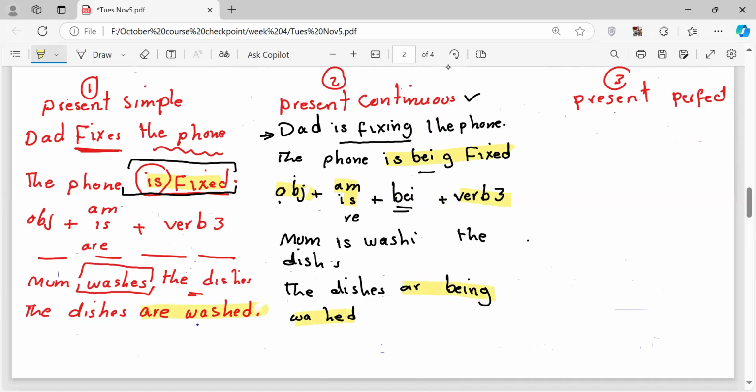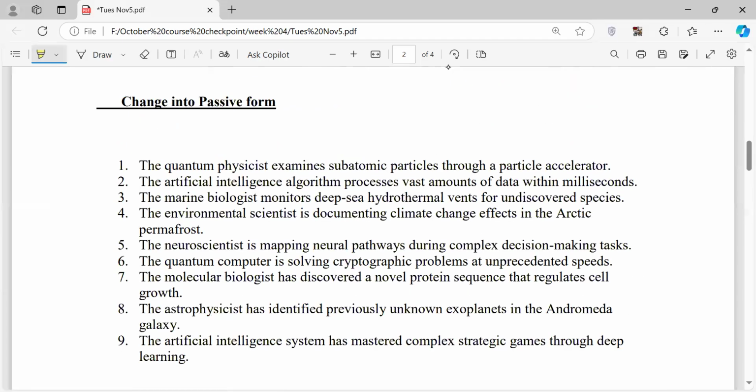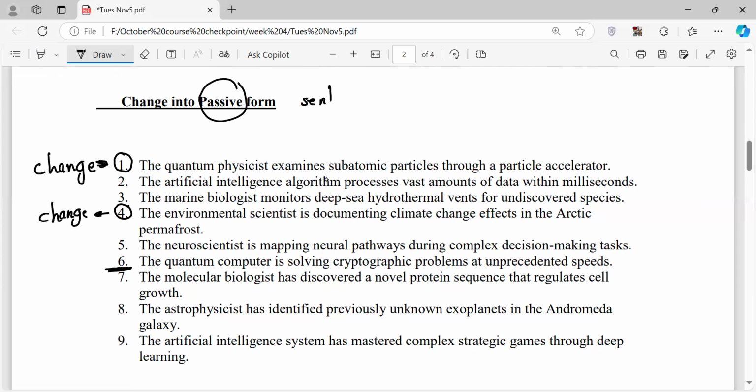These are the two rules for present and past. Now, I want you to convert from 1 to 6 into passive. No, sorry. Answer only number 1 and number 4 now. There is a task. Send it on WhatsApp or here in the chat box. Change into passive. It means you will change sentence 1 and sentence 4. Clear?